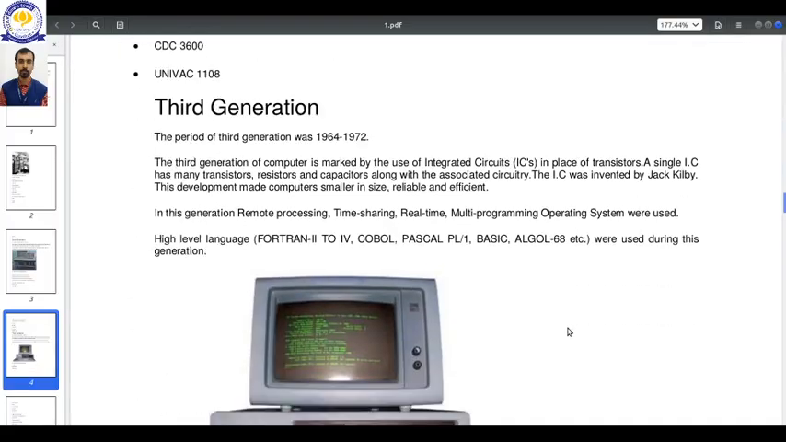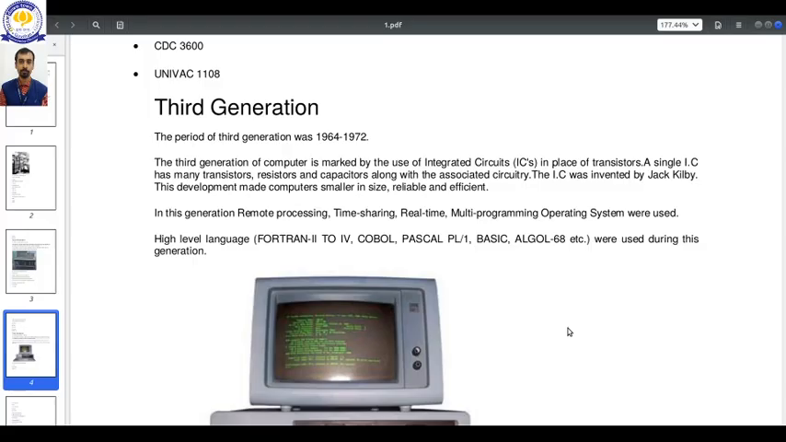Then third generation of computers. The period of the third generation was from 1964 to 1972. The third generation of computers is marked by the use of integrated circuits in place of transistors. A single IC has many transistors, resistors, and capacitors along with associated circuitry. IC was invented by Jack Kilby. This development made computers smaller in size, reliable, and efficient.